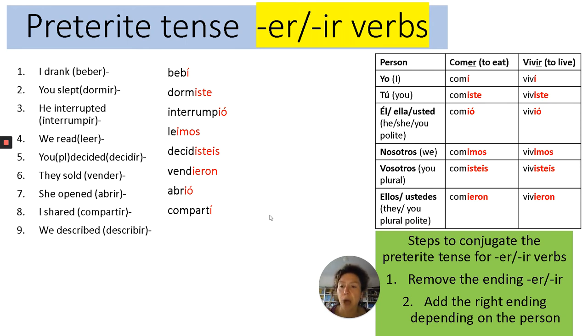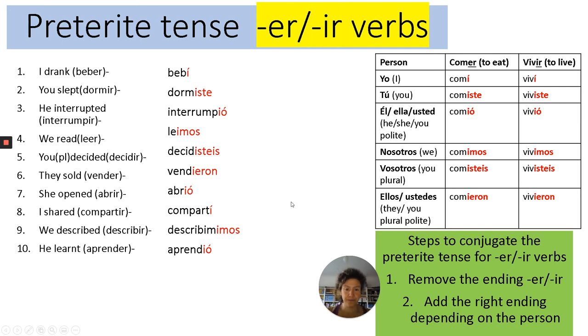Nueve, we described, describir, pause, describimos. Oh, I've made a little mistake in here, so you should have describimos. I put an extra mi. Okay? So, describimos. Bien. Y diez, he learned, aprender, pause. Aprendió. So, I removed the ER ending and I added ió because that's the ending for he.